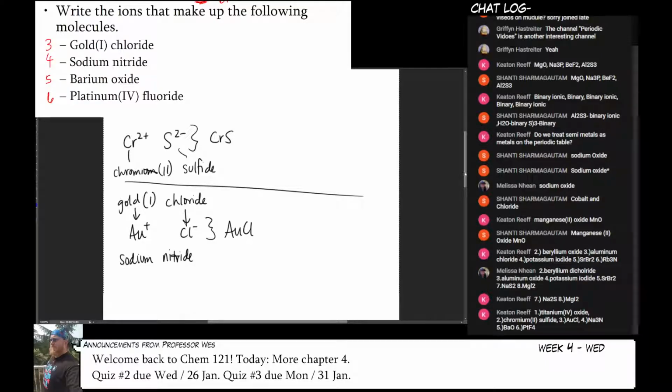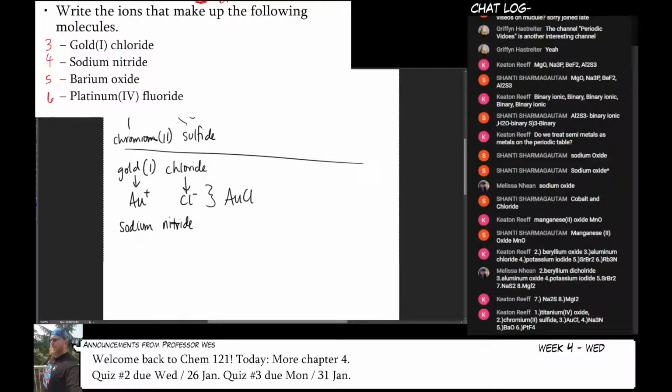Sodium nitride here. Sodium is Na+. Nitride is N3-. I need a bunch of these. We've done sodium nitride several times before. It is a fan favorite. There you go, Na3N.